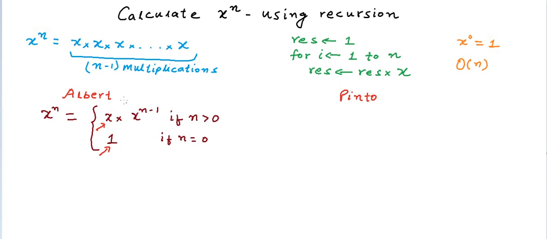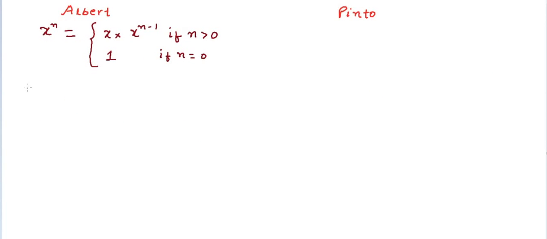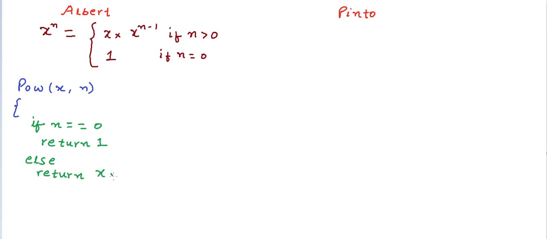So let us see what Albert's implementation is. Albert writes a function power that takes two arguments, x and n, and we are only writing pseudocode here. The function goes like: if n is 0, then simply return 1, else return x into, and we make a recursive call here to calculate x to the power n minus 1. So we pass arguments x and n minus 1, and this is Albert's implementation, and this will work fine for all n greater than or equal to 0.